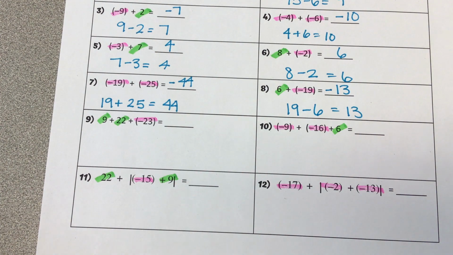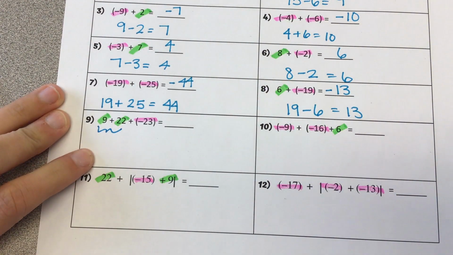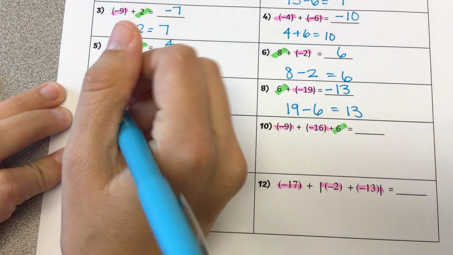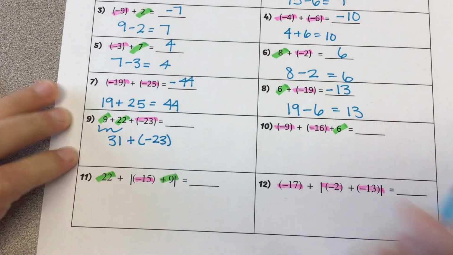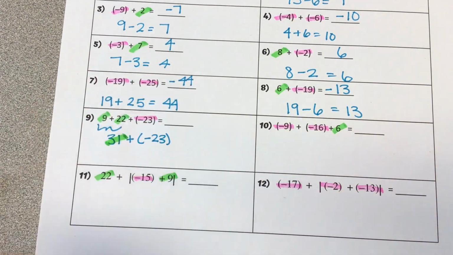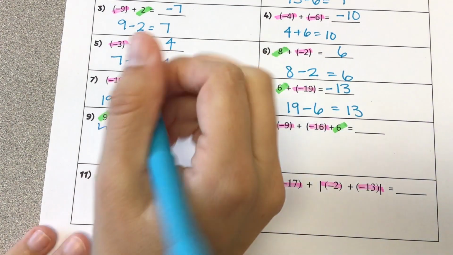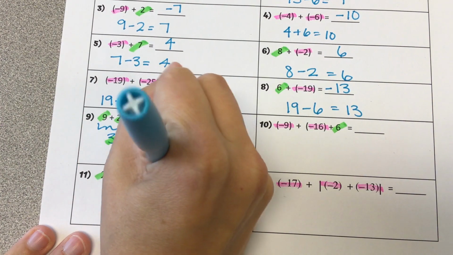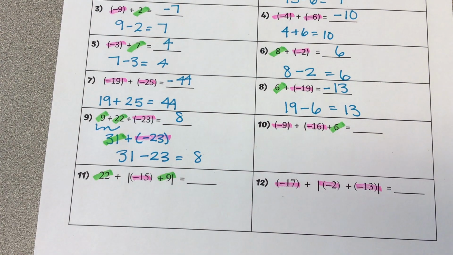Now just a little order of operations, kind of doing it in 2 steps. We start on the left, so here first I'm doing 9 plus 22, which is 31. Bring down the plus negative 23. And if we look at this again, we've got a positive plus a negative. They are opposites, so we find the difference. 31 minus 23 equals 8. Our bigger number was positive, so it's staying positive.